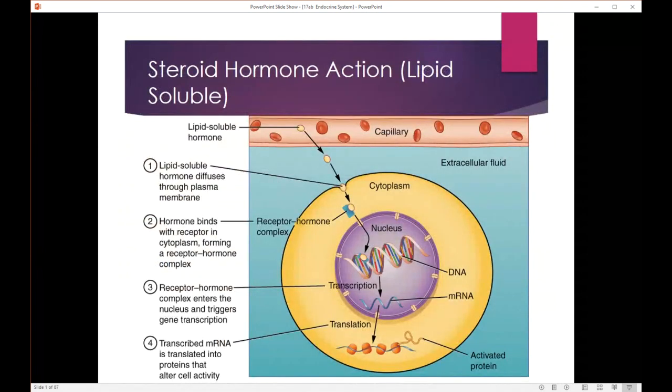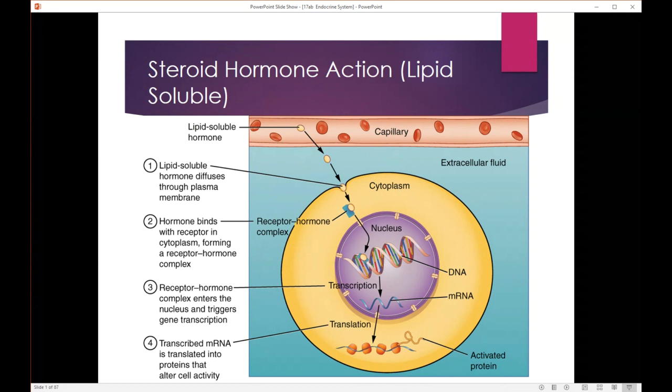So how do the different hormones act within a cell? There's the steroid hormone action. Remember, these are the ones that are lipid soluble or water insoluble. Lipid soluble hormones are able to diffuse directly through the plasma membrane. They go through the double layer right here into the cytoplasm. Once that happens, it binds to a receptor within the cytoplasm and forms what's called the receptor-hormone complex. That can then enter the nucleus and trigger gene transcription.